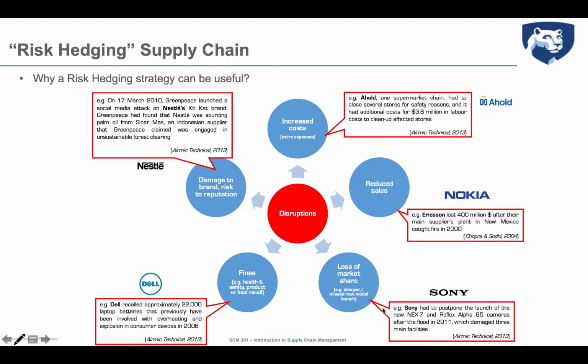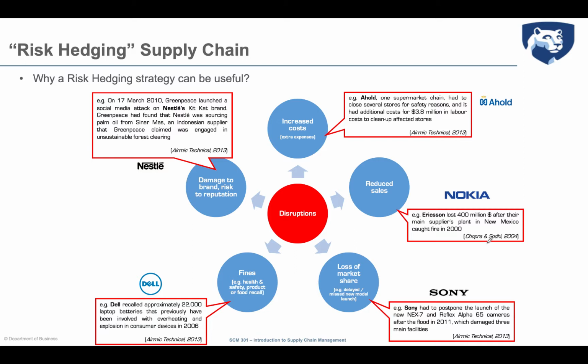Which types of sources of risk are we talking about? Increased cost. Here you have some examples. For example, Hau Lee, one supermarket chain, had to close several stores for safety reasons, and it had additional costs of 3.8 million in labor costs to clean up affected stores. To cope with this kind of increased cost, they needed to reach an agreement with suppliers to decrease also the selling cost of the supplier. So only if you have a flexible supply network able to look also for low-cost suppliers, can you cope with this type of risk factor.